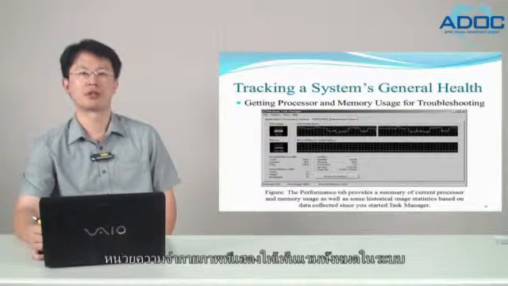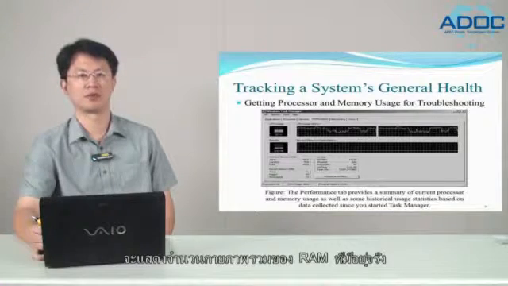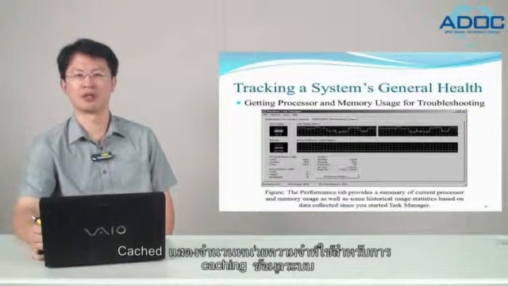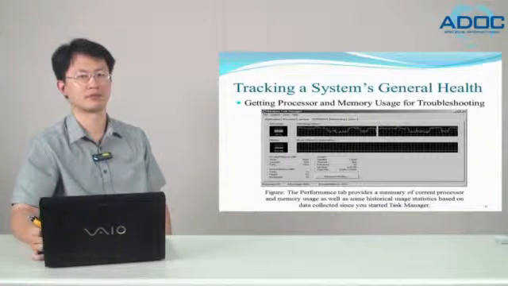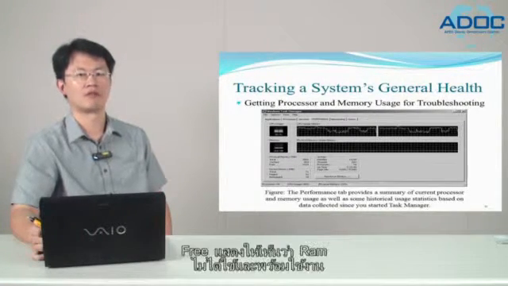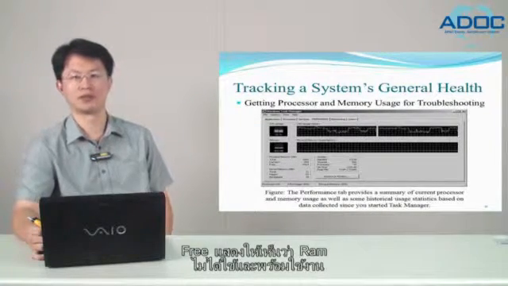Physical memory shows the total RAM on the system. Total shows the amount of physical RAM. Cached shows the amount of memory used for system caching. And free shows the RAM not currently being used and available for use.